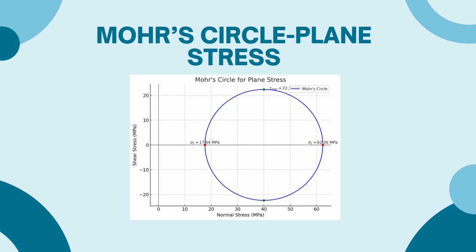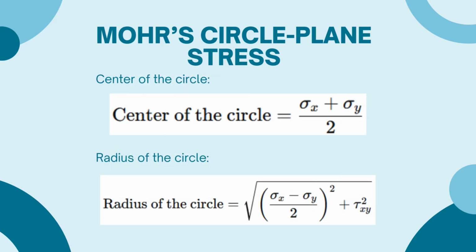Here is an example of Mohr's circle for plane stress. As we can see in the graph, the circle represents the transformed stresses, with the x-axis showing the normal stress and the y-axis showing the shear stress. The points on the circle correspond to different planes of interest. By using the circle, we can easily determine the principal stresses and the maximum shear stress, as well as the orientation of the principal planes. This visualization helps in quickly analyzing the stress state of materials under various loading conditions.